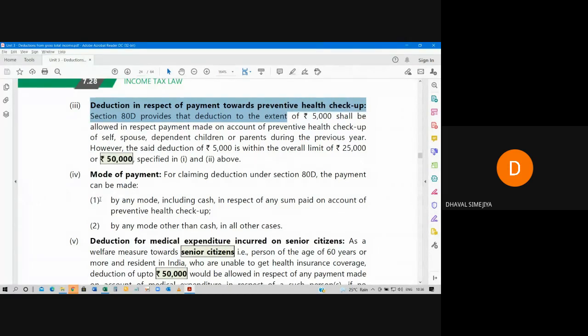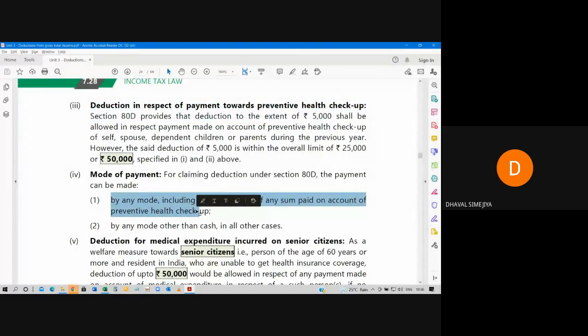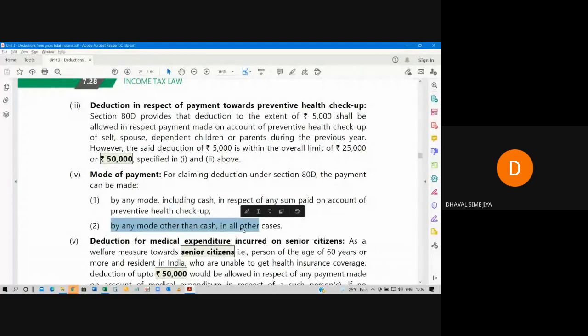Last point, mode of payment. For preventive health checkup, you can do cash payments. For preventive health checkup, 5,000 rupees, cash payments are allowed. For other payments, cash payments are not allowed. Any other mode other than cash. You cannot pay by way of cash. For preventive health checkup, cash payments are allowed. But for other, cash payments are not allowed. Yes, account payee cheque, account payee bank draft, ECS, NEFT, RTGS, UPI, BHIM, Paytm, whatever, all the things are allowed. But cash payments are not allowed.